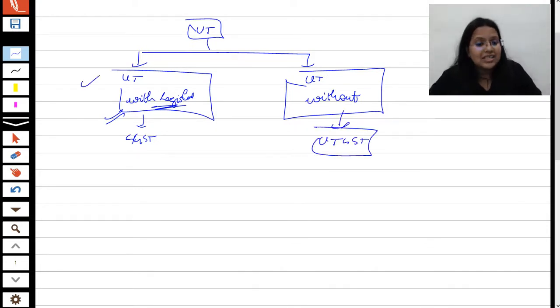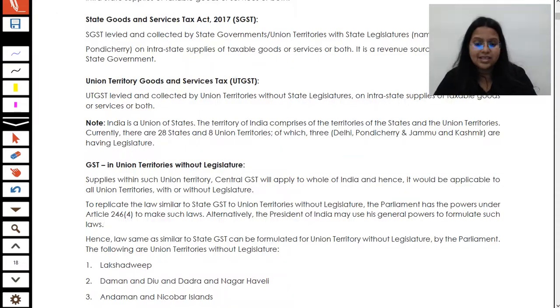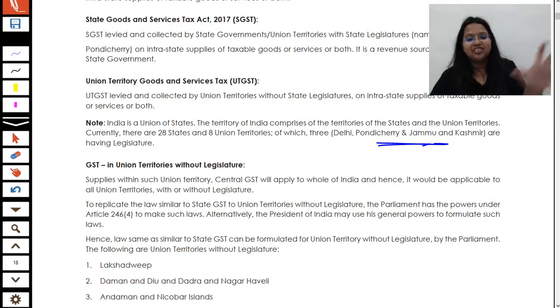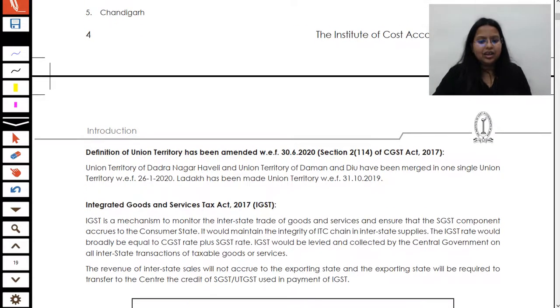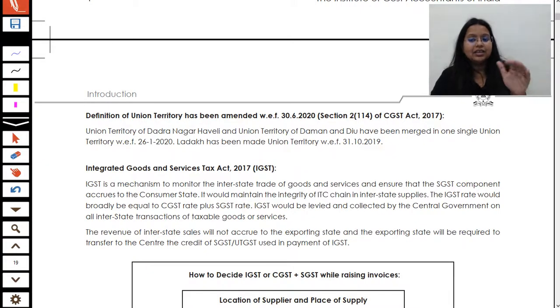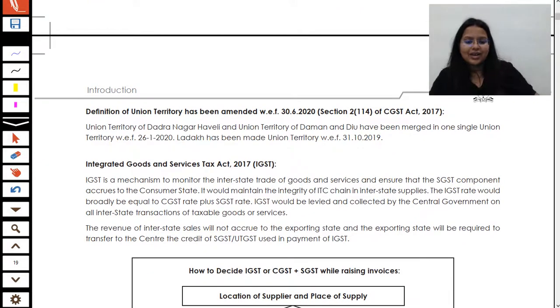Now, which are the union territories which are having their own legislature? So students, in this case there are 3 union territories which are having their own legislature, which are Delhi, Pondicherry, which is also known as Puducherry, and Jammu and Kashmir. Yes, Jammu and Kashmir is now a union territory with legislature. Okay, so rest of the union territories cover under the purview of UT without legislature.